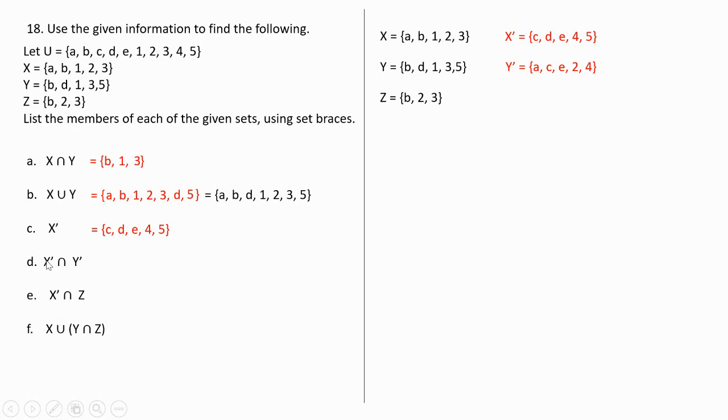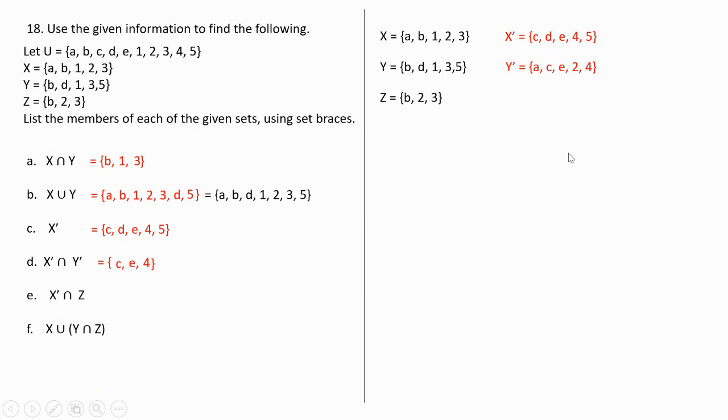Now for part D, complement of X intersects complement of Y, right? So let's go up here on the right. That means, what do they have in common? Do they have in common a C? So it's going to be C. How about a D? No D. How about E? Yes, E. And the 4. That'll be the answer. That's where they intersect, or what do they have in common?